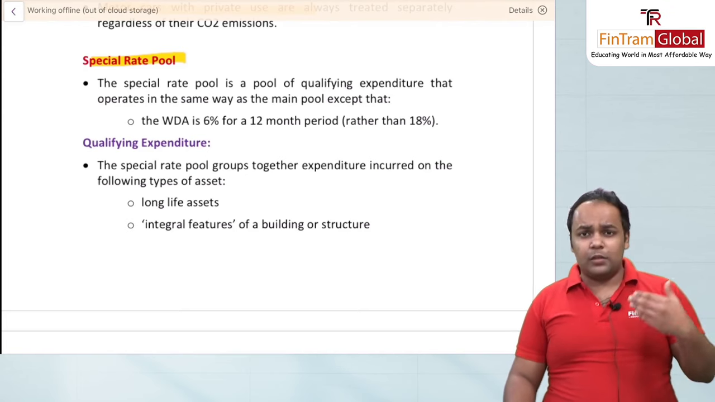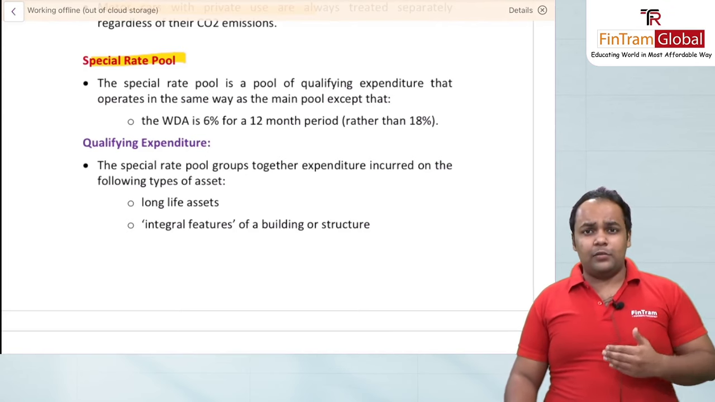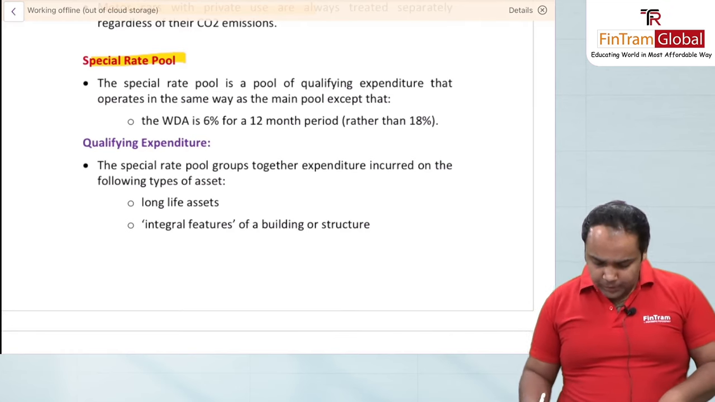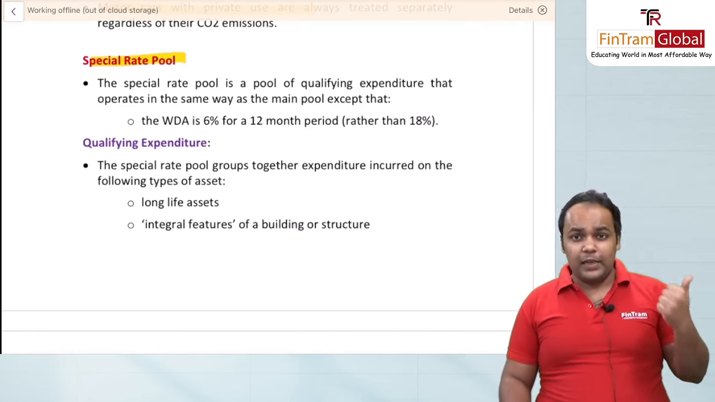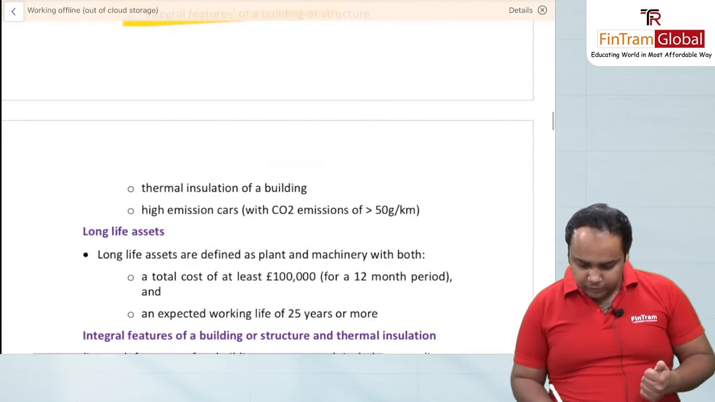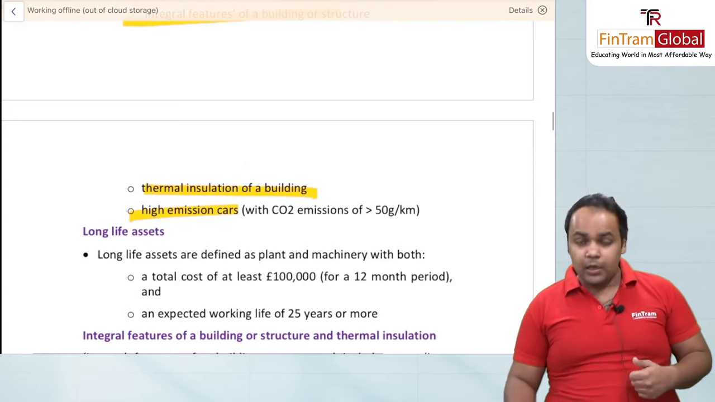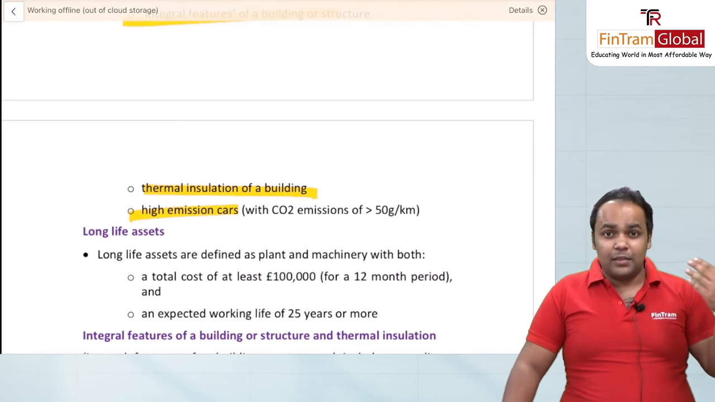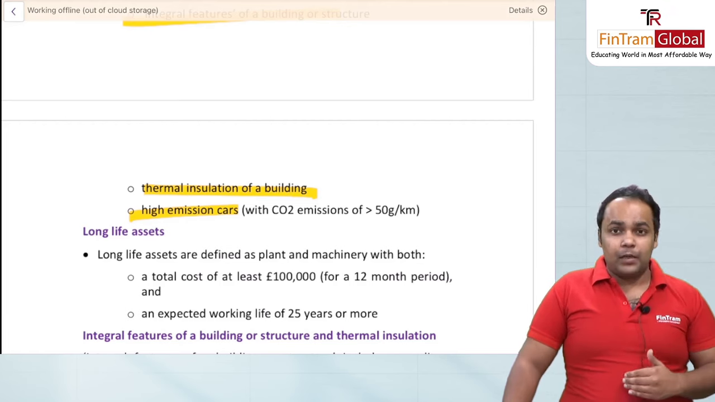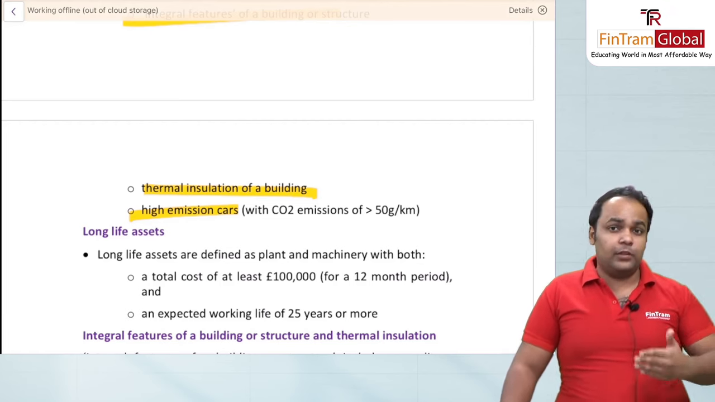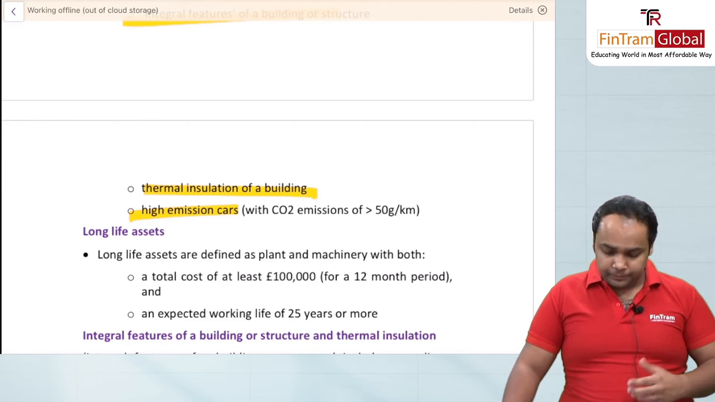Special rate pool is a different pool where the written down allowance is given at a lower percentage of 6% rather than 18%. The qualifying assets for this pool are long life assets, integral features of a building or a structure, thermal insulation of a building, and high emission cars, that is, emissions of more than 50 grams per kilometer. Again, guys, these are things we discussed. These are assets which arguably have a longer life and they depreciate over a longer period of time, so the written down allowance is less.